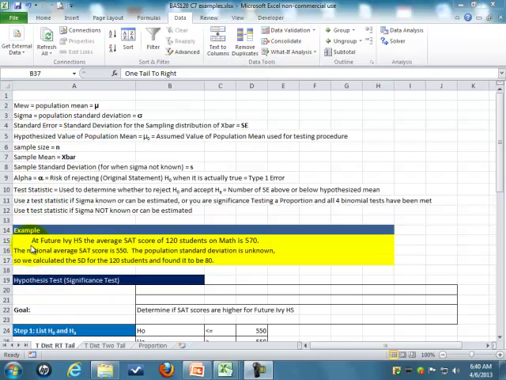Let's jump right into an example. At a future Ivy League high school, the average SAT math score of 120 students is 570. The national average score is 550. The population standard deviation is unknown, so we calculated the standard deviation of the 120 students and found it to be 80. Intuition makes it hard to say whether there's a statistical difference. Obviously, the scores at the future Ivy League high school are higher than the 550 national average, but we're not sure if it's enough. So let's go step by step.